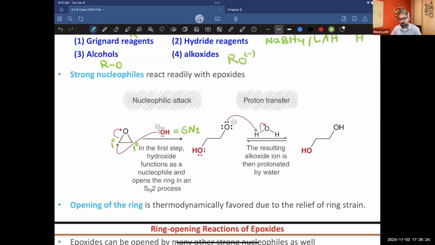The alkoxide will very soon be neutralized by acidic H from a protic solvent like water. So at the end of the reaction, in order to quench or stop the reaction and get the final product, we always need to have acidic H. So we're going to use either water or an alcohol like ethanol at the end, to give it acidic H and get the alcohol.